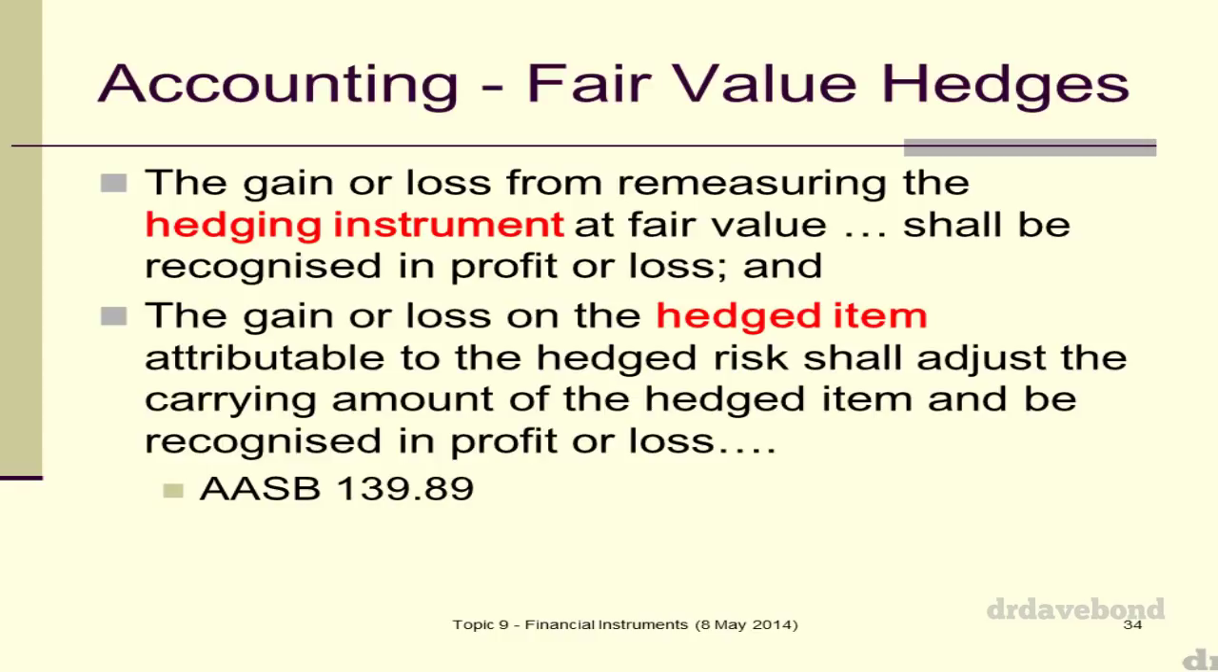So the last thing before we get into the second example, accounting for fair value hedges: the gain or loss from remeasuring the hedging instrument, so that is the thing that we're using to mitigate that risk, should be recognized in profit or loss. So any of those gains or losses go into profit or loss. The gain or loss on the hedged item is recognized in profit or loss. So both sides go into profit or loss. Okay.